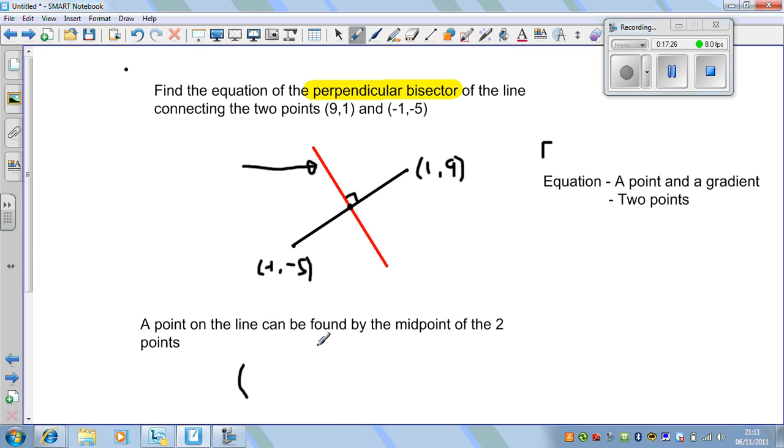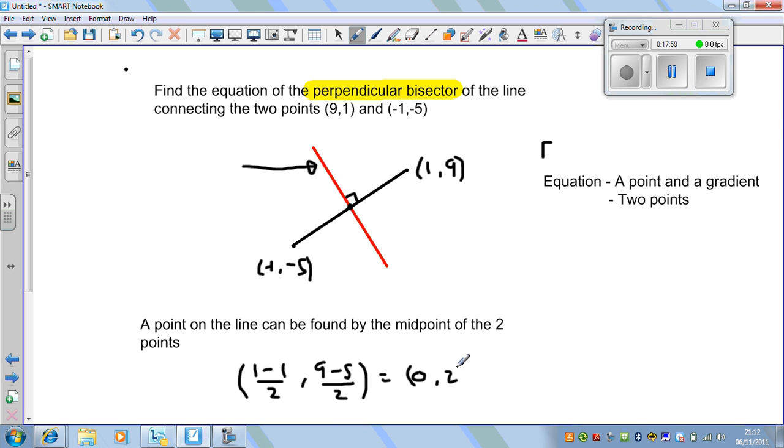Now let's go straight into it. If we add up the x-coordinates, 1 and minus 1, so 1 add minus 1 is 0, over 2. It's obviously going to be 0. And minus 5 plus 9, so that's 9 minus 5, which is 4 divided by 2. Okay, so that's going to be equal to 0. 9 take away 5 is 4, 4 divided by 2 is 2.